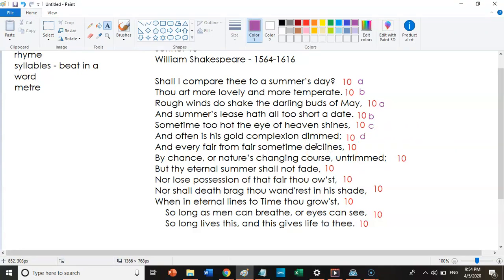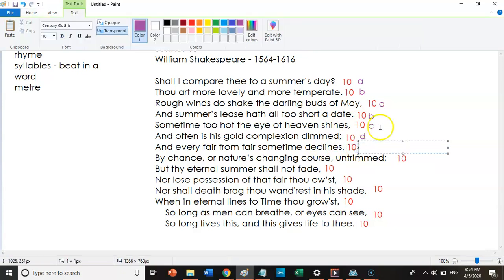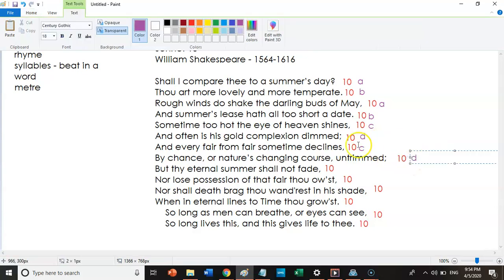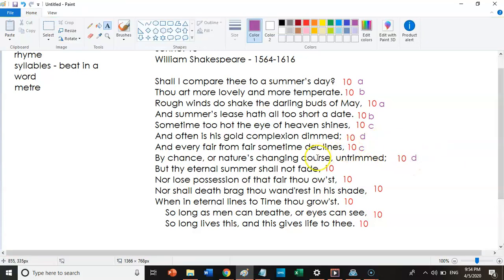Now how about declines? Does that rhyme with any of the previous words? Declines. Shines. Ines. Ines, right? So that is also a C, just like shines. Untrimmed. Immed. Immed. And you've probably guessed that rhymes with dimmed. Immed. Immed. Same sound, so that gets a D as well to show that it's got the same rhyme.